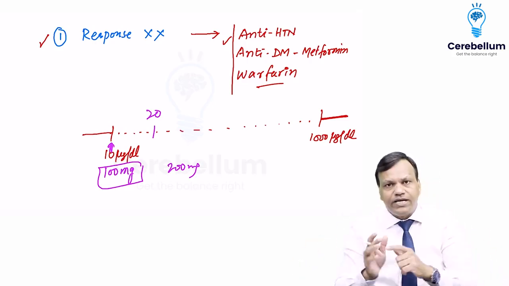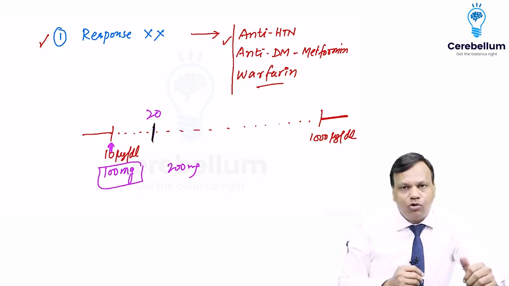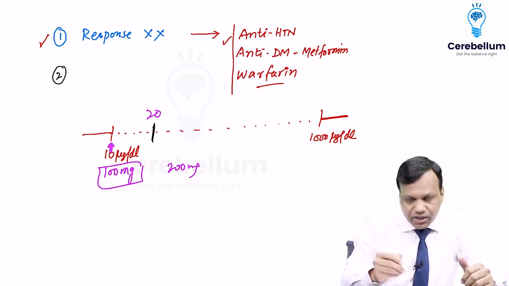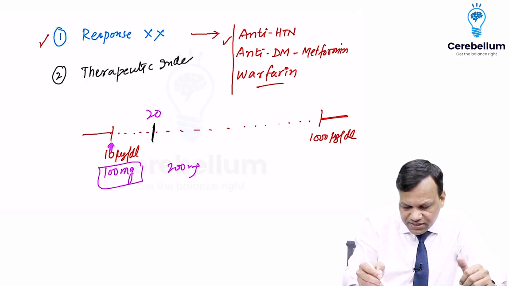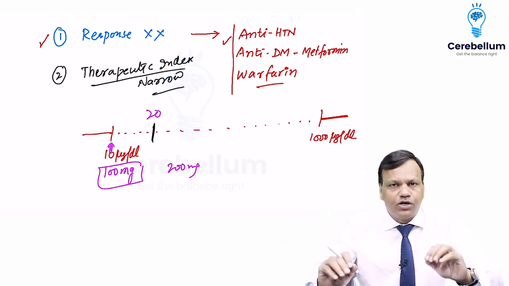So we will do TDM only when the margin of safety is less. That means less than 10 no effect, more than 20 toxicity. So this is known as therapeutic index. If the drug has a narrow therapeutic index or narrow margin of safety, only then we will do TDM. If the therapeutic index is wide, then we will never do TDM.